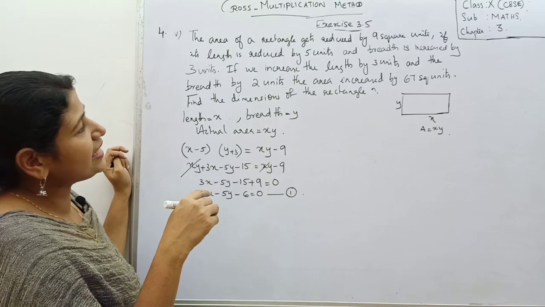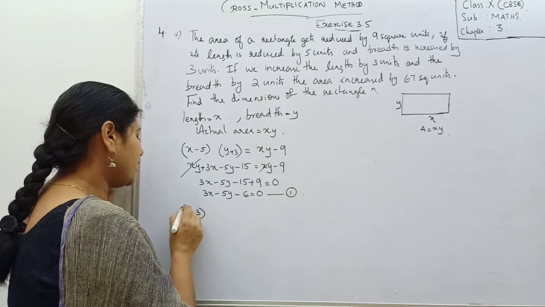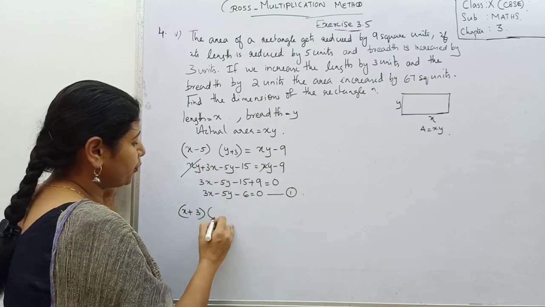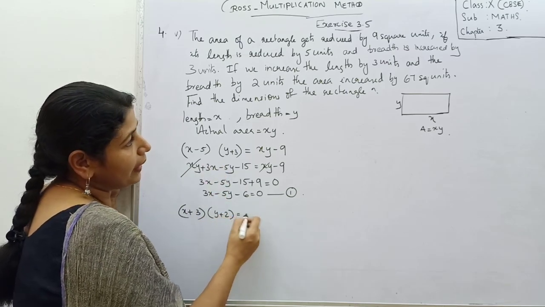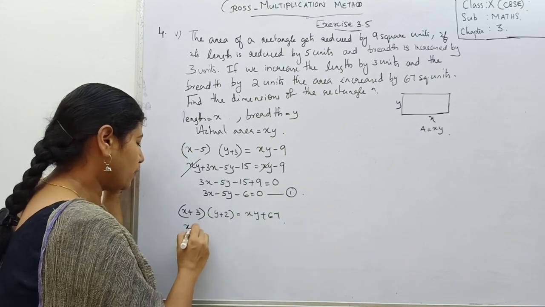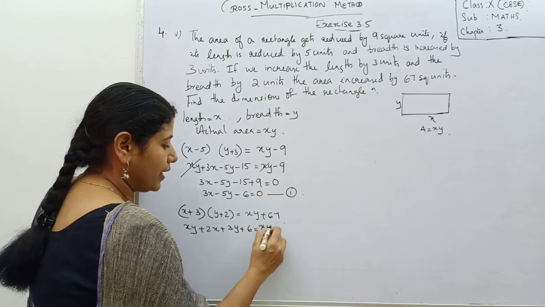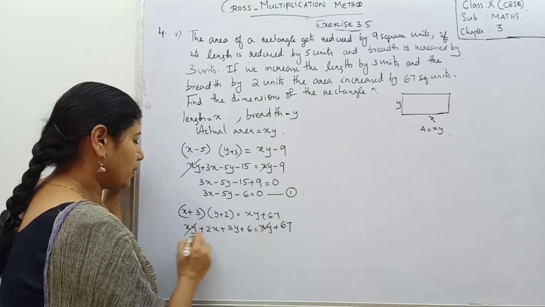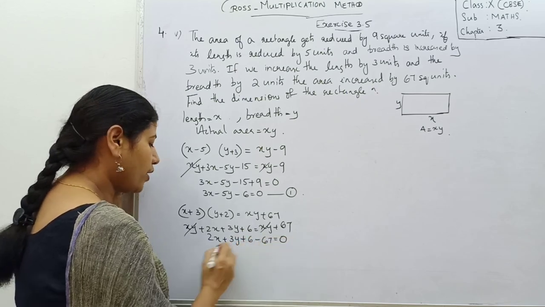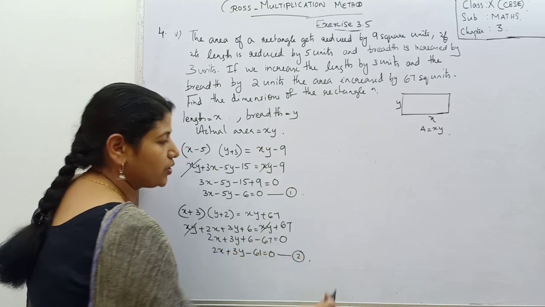Okay. Then the second condition is given that if we increase the length by 3, the length will become x plus 3, and the breadth also increased by 2 units, so y plus 2, and the new area will become xy plus 67. Here also we have to open the brackets. xy plus 2x plus 3y plus 6 equal to xy plus 67. Cancel the xy's, then you will get 2x plus 3y plus 6 minus 67 equal to 0, or 2x plus 3y minus 61 equal to 0. This is your second equation.